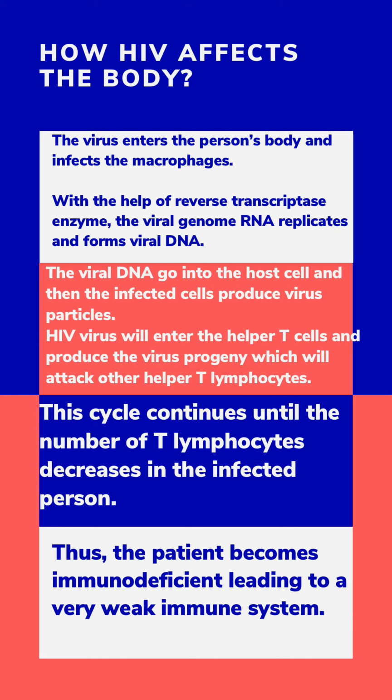Now, how does this HIV affect our body? First, the HIV virus enters the person's body and then infects the macrophages. With the help of the reverse transcriptase enzyme, the viral genome RNA replicates and forms the viral DNA. Then this DNA goes into the host cell and produces virus particles. Then the virus will enter the T cells, the T helper cells, and the virus progeny will attack other T lymphocytes. This cycle will continue until the number of T lymphocytes decreases in the infected person. Thus the patients become immunodeficient, leading to a very weak immune system.